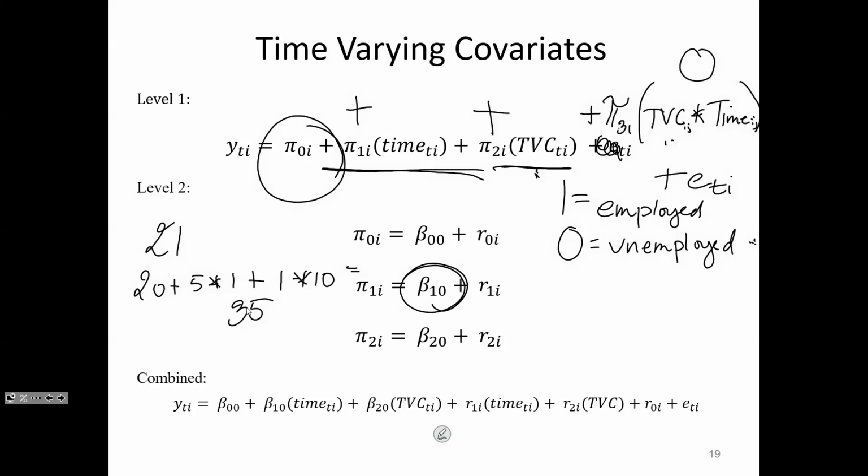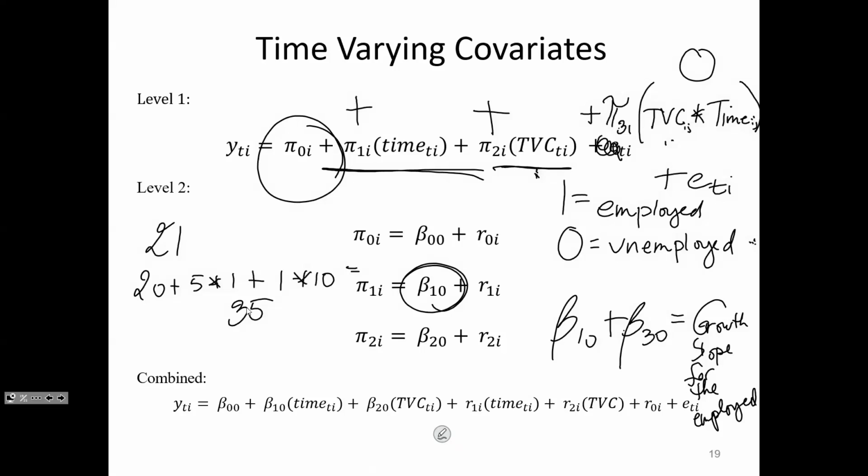This is the effect of time when the time varying covariate is 0. You don't know interaction yet, you're going to know it after this class. Technically it's going to be beta 1 plus beta 3, but same idea. So our beta 1 naught plus beta 3 naught is actually going to be the growth slope for the employee.